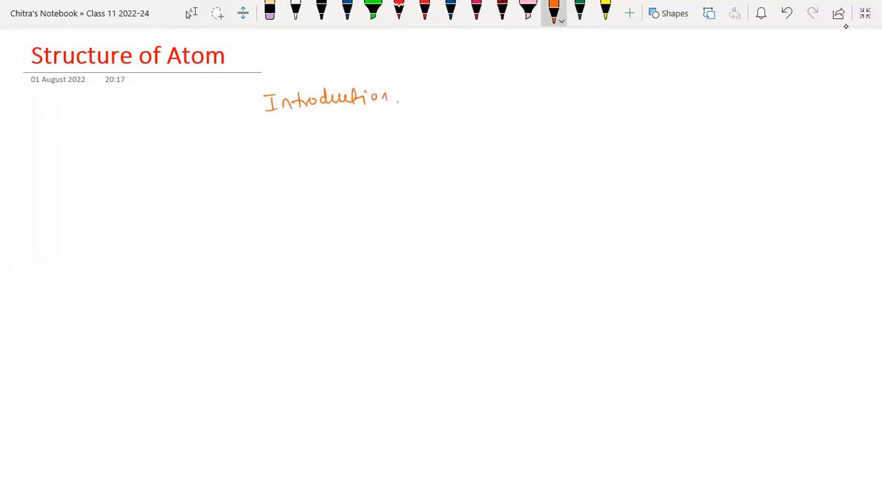Then we will discuss the subatomic particles and their discoveries also. We have three subatomic particles called proton, neutron, and electron. We will discuss them in detail, with their discoveries, how they have been discovered.